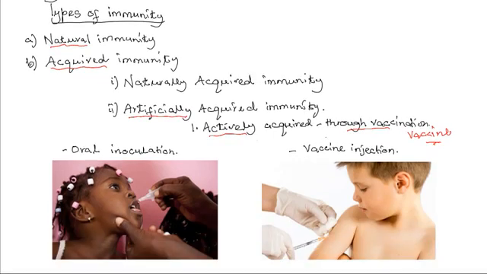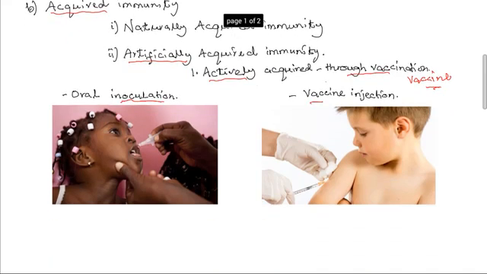Now, a second way of artificially acquiring immunity is by passive means. Passive in the sense that the body is not stimulated to produce its own antibodies, but rather antibodies are introduced into the body. Antibodies already formed by another body or another animal are introduced into the body. This occurs in two ways. One, from mother to the fetus during pregnancy.